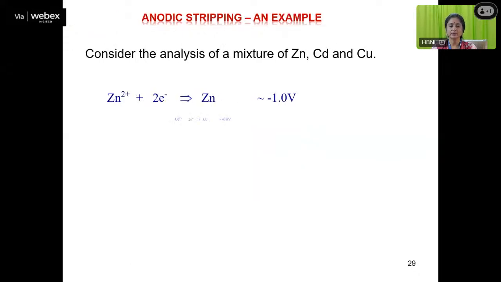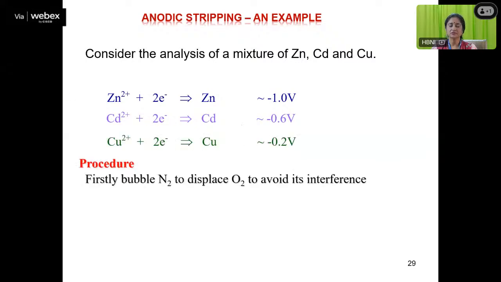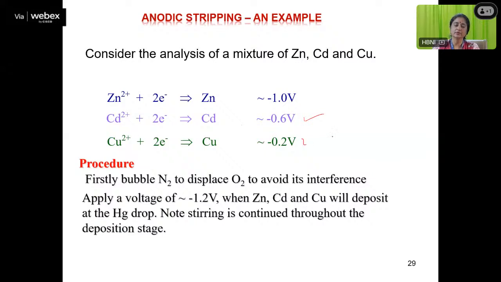So now let us see what is anodic stripping voltammetry. Consider the analysis of a mixture of zinc, cadmium and copper. Zinc has this reduction potential, cadmium is this, and copper has this reduction potential.